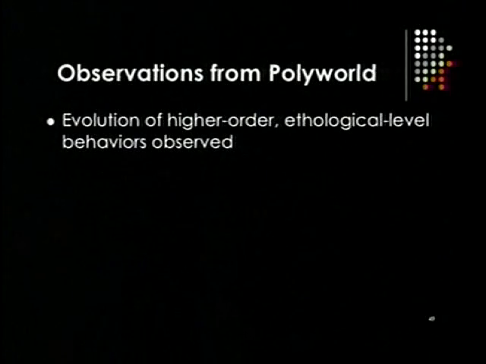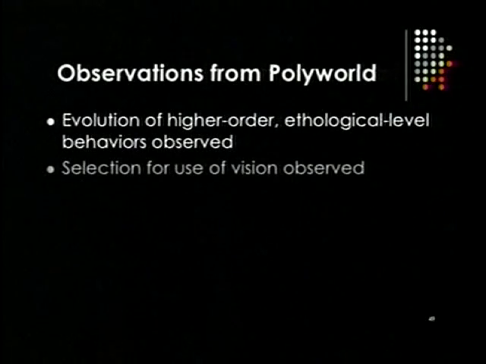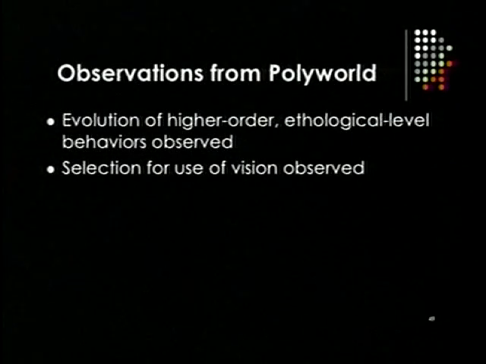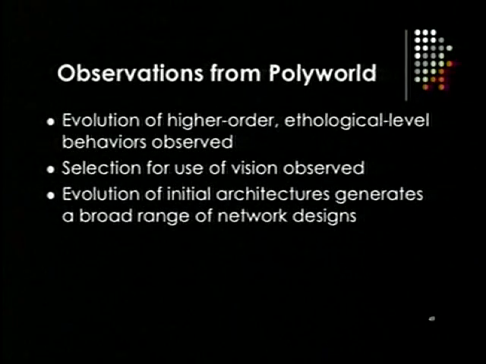Observations. We have seen some new behaviors. Selection for use of vision. So they actually are using their eyes. They run from dangerous things. They move towards food, and they can follow other critters. From the basic things, I didn't show you many of their brain structures, but you can look at their brain maps and you'll find many initial architecture specified.